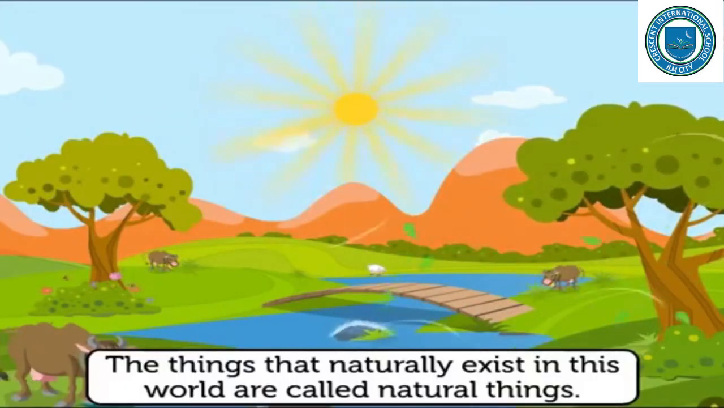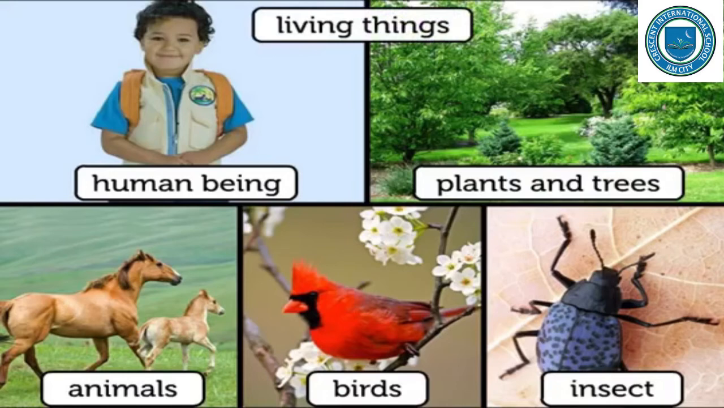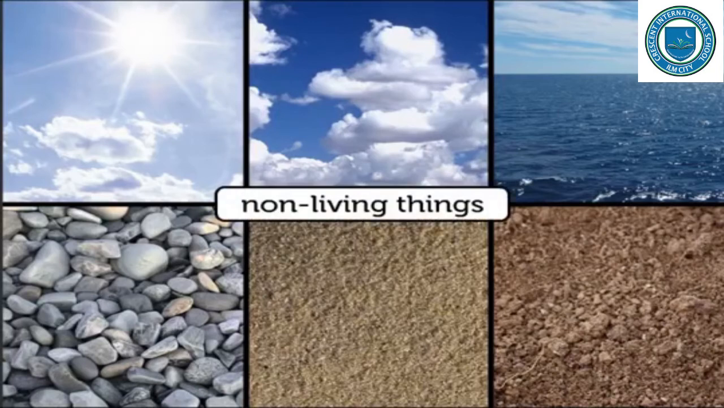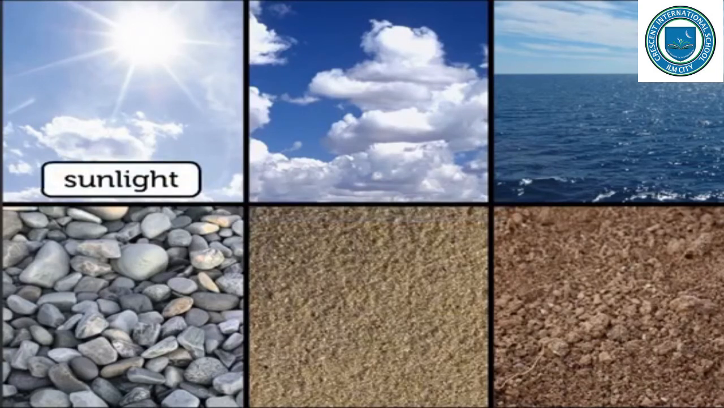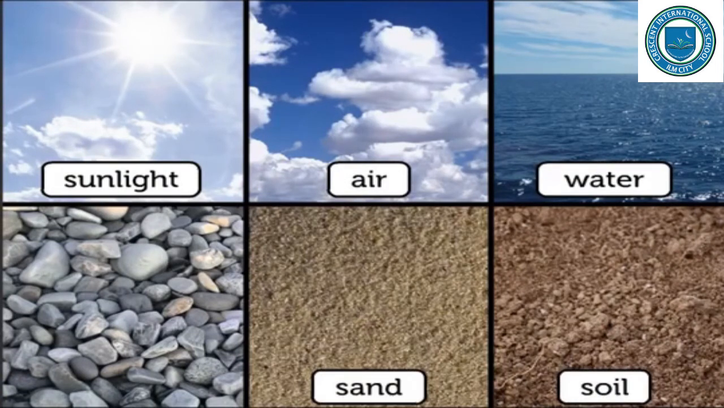The things that naturally exist in this world are called natural things. All living things are natural things. Even some of the non-living things like sunlight, air, water, soil, sand, and rocks are natural things.